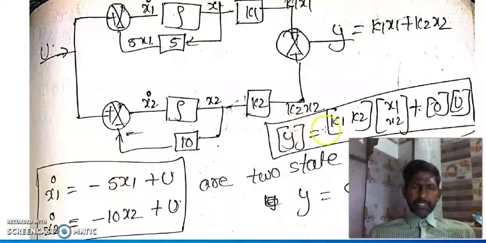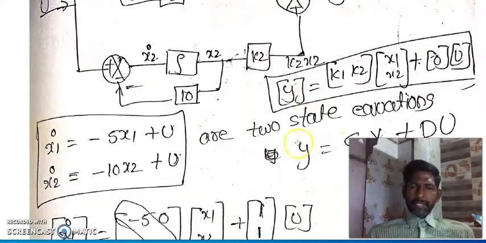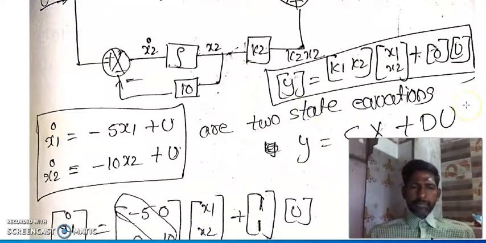The output equation is nothing but the output y equal to, we are going to represent in the form of matrices k1 k2 into x1 x2 plus 0 into matrix u. This is the output equation, this is the state equation. These two equations combinedly can be called as state model. In compact form, we can write it as y equal to cx plus du.